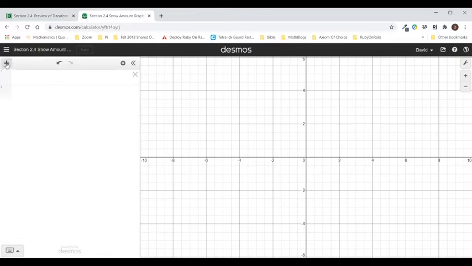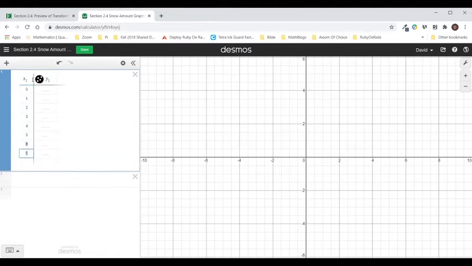So what I'm going to do is go to the plus sign. I'm going to put in a table. In this table, I'm going to put the original data, which went from 0 to 7. And then the inches were 1 and 2 and 4 and 8 and 5 and 3 and 2 and 1.5. Right, now that's the original snow data.